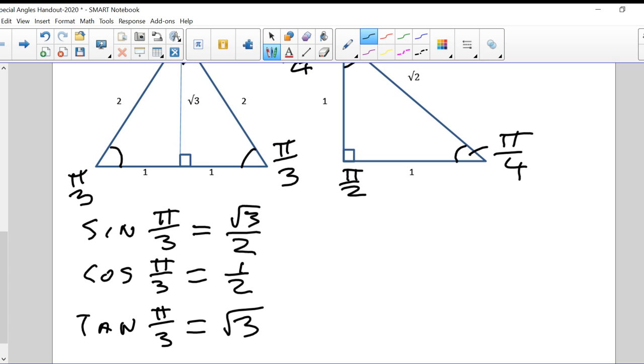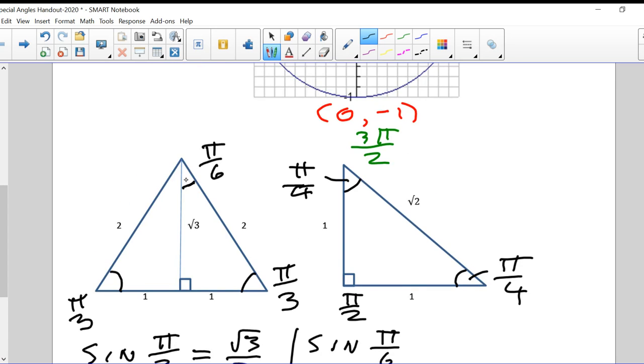So that's the answer I'm looking for. Let's try all of that now for cosine. Sorry, pi over 6. So the sine of pi over 6. Right? So now we're looking at it from up here. We're changing our perspective. We're not looking at the angle down here anymore. We're now up here at pi over 6.